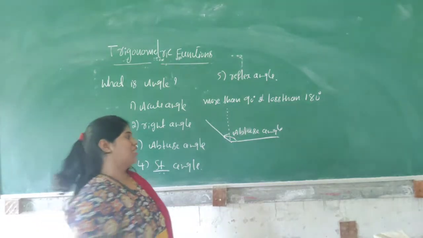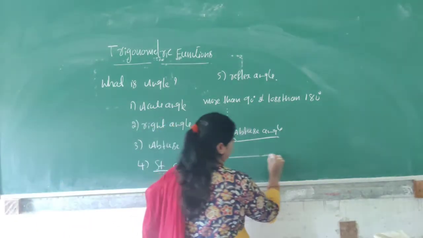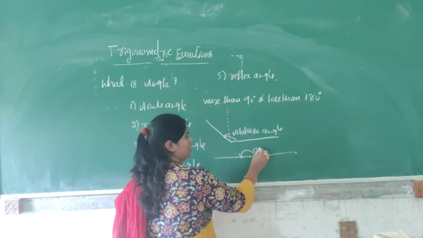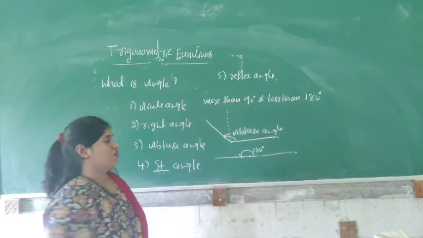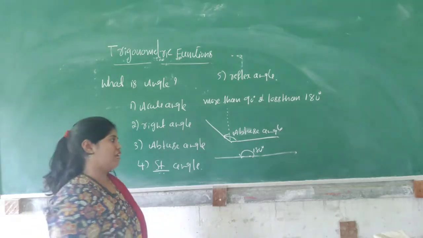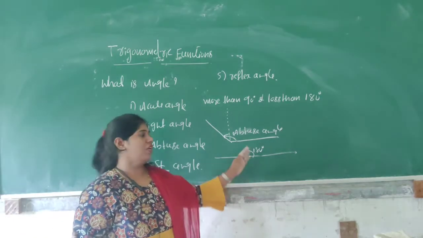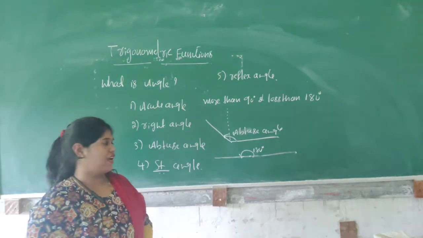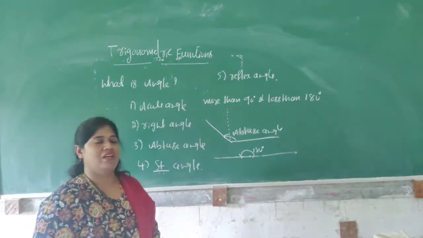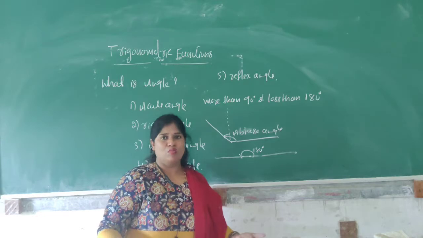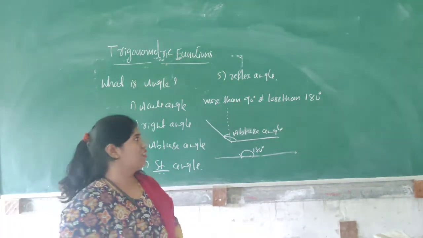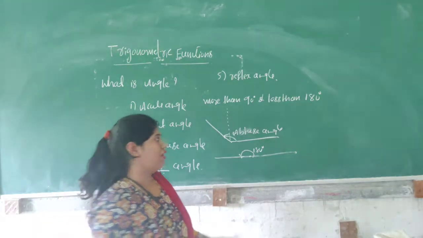A straight angle is exactly the straight line, a 180 degree line. So this one is the straight angle. It is called the straight angle because it measures exactly 180 degrees. Whereas the reflex angle is more than 180 degrees and less than 360 degrees.